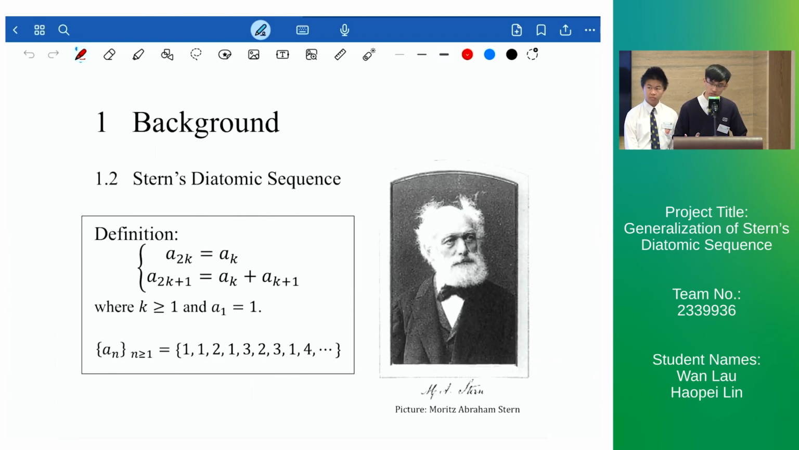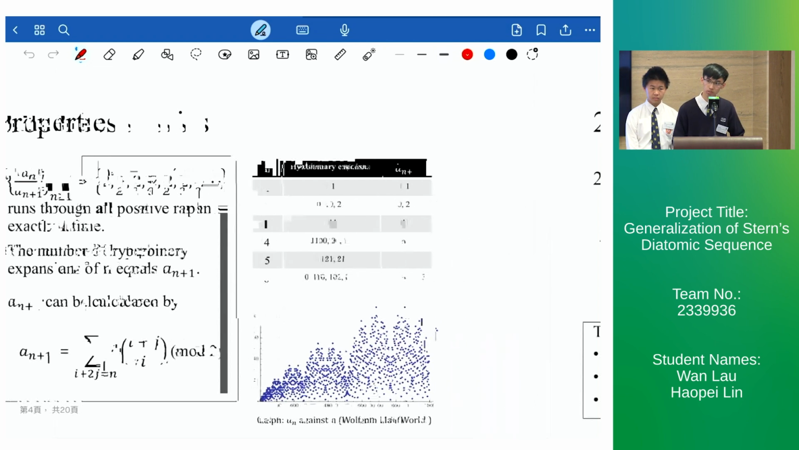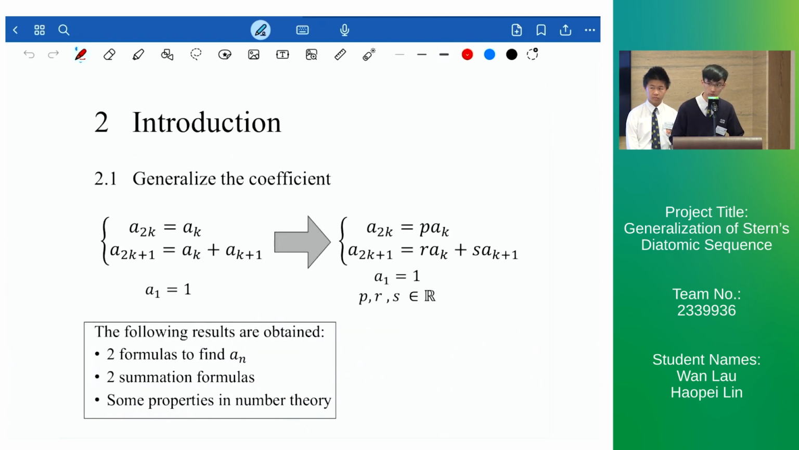Secondly, Stern's diatomic sequence. Here is the definition. It's normal and simple, but it has some very interesting properties, such as it can construct a sequence that can run through all the positive rationals exactly one time. And the number of hyperbinary expansions of n is equal to a(n+1), which can be calculated by this formula. So we are interested in this property and want to know what happens if we generalize this coefficient into any real number. And we also get some very interesting results here.